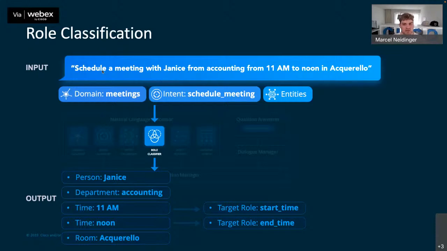So at this point, we now have really extracted all of the information from this text that we want to write. We know what we want to do. We know what the intent is. We know who. We know the roles. We know, okay, this is a start time. This is an end time. We know that room Aquarillo.